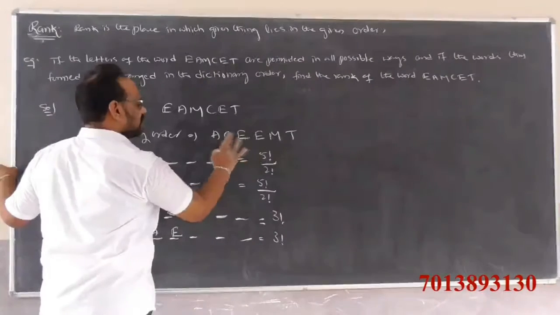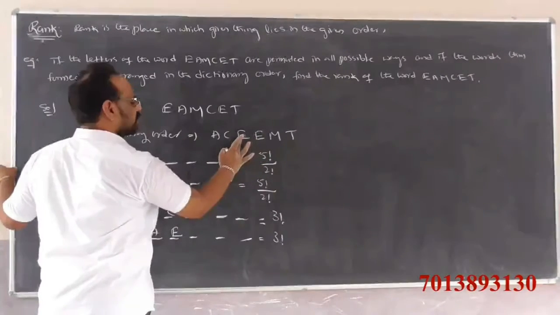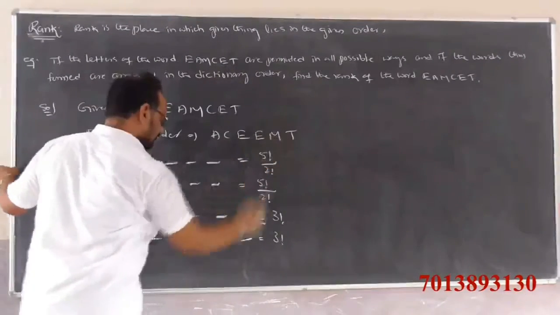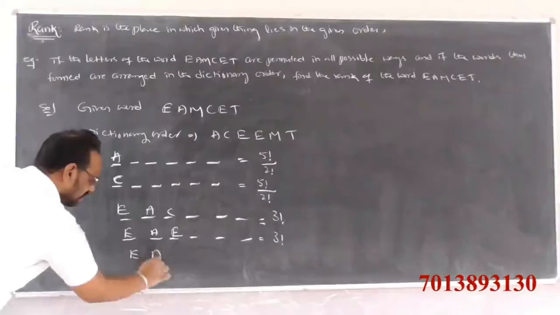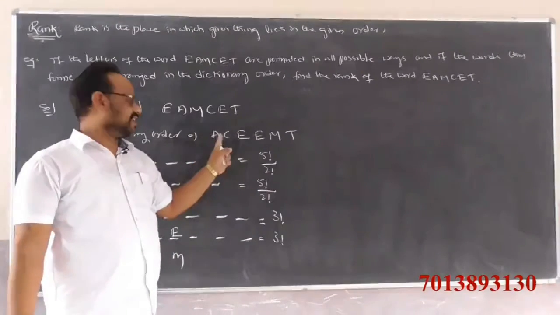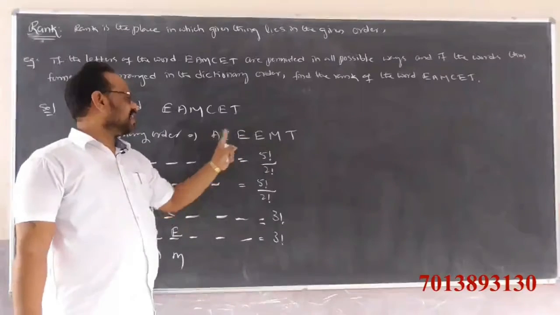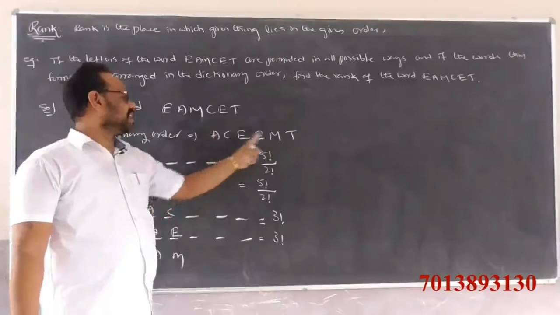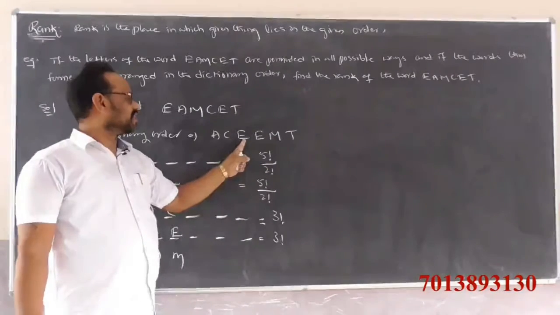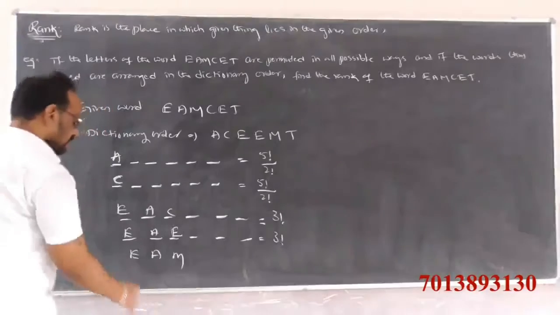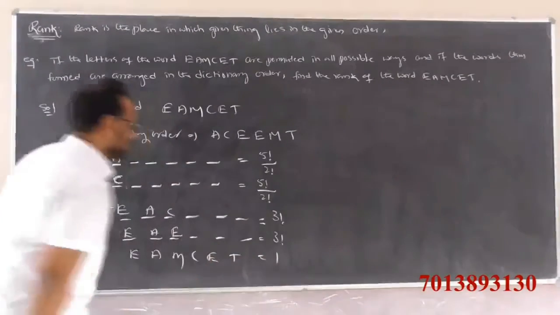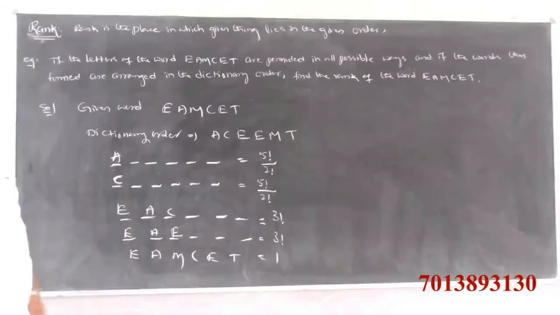EAE completed means after that we get EAM. After that CET. Yes, we get EA, after that M. E, after A completed, EAC completed, E also completed, EAM. Yes, we want EAM. After that in dictionary order we get C, after that E, after that T. So we get EAM, that is C E T, clearly one.